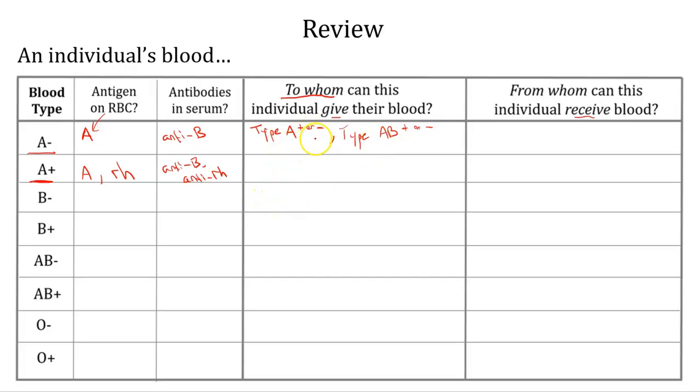Type B, they're going to have the anti-A antibody. Type O, they're also going to have the anti-A antibody. Now, on this one here, you could give this to somebody with type A positive only and type AB positive only, because they also have the Rh antigen.